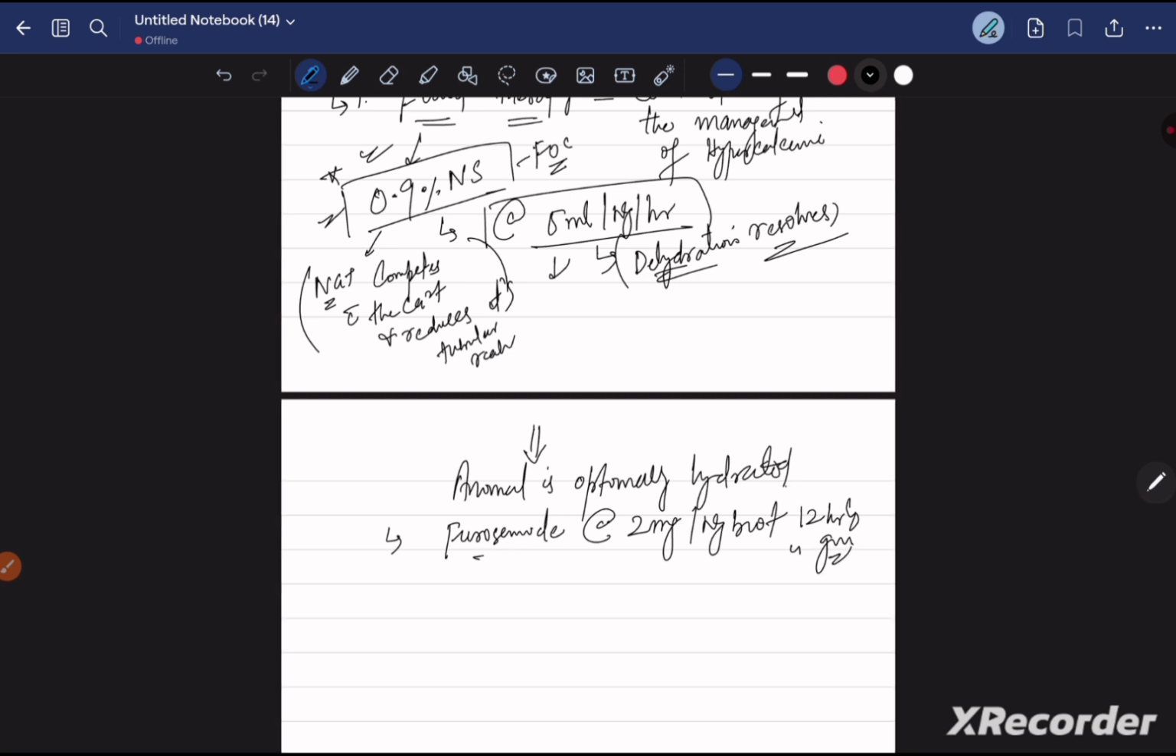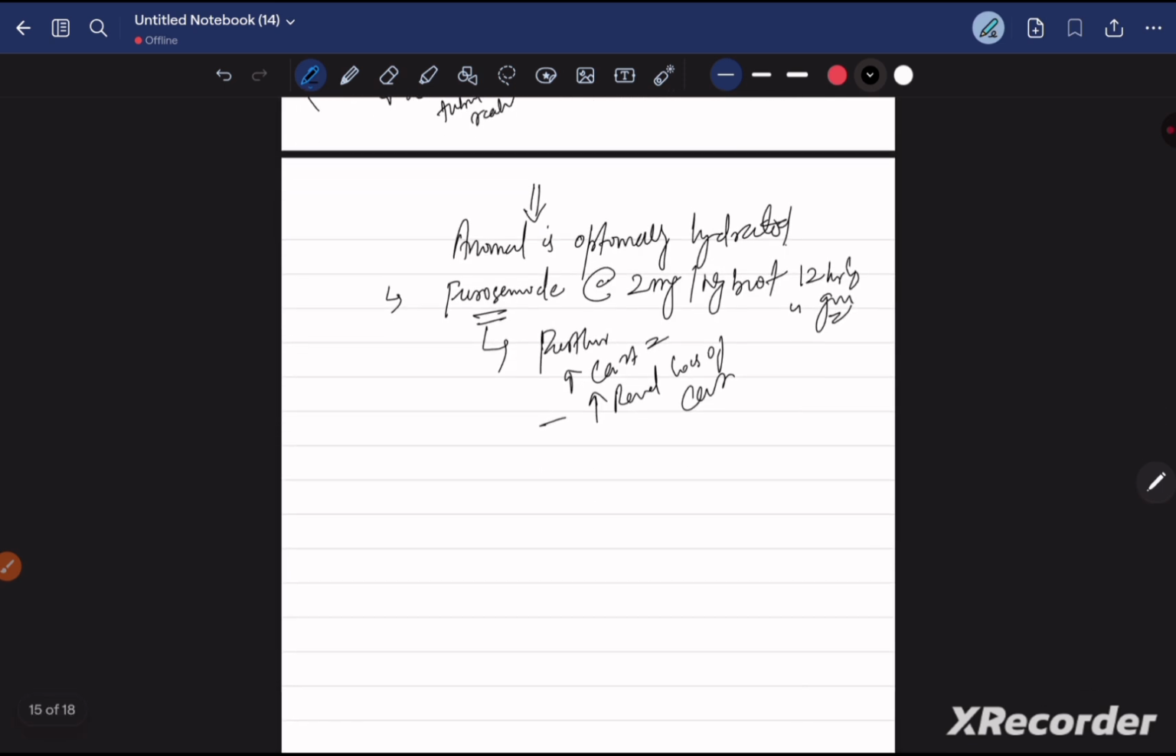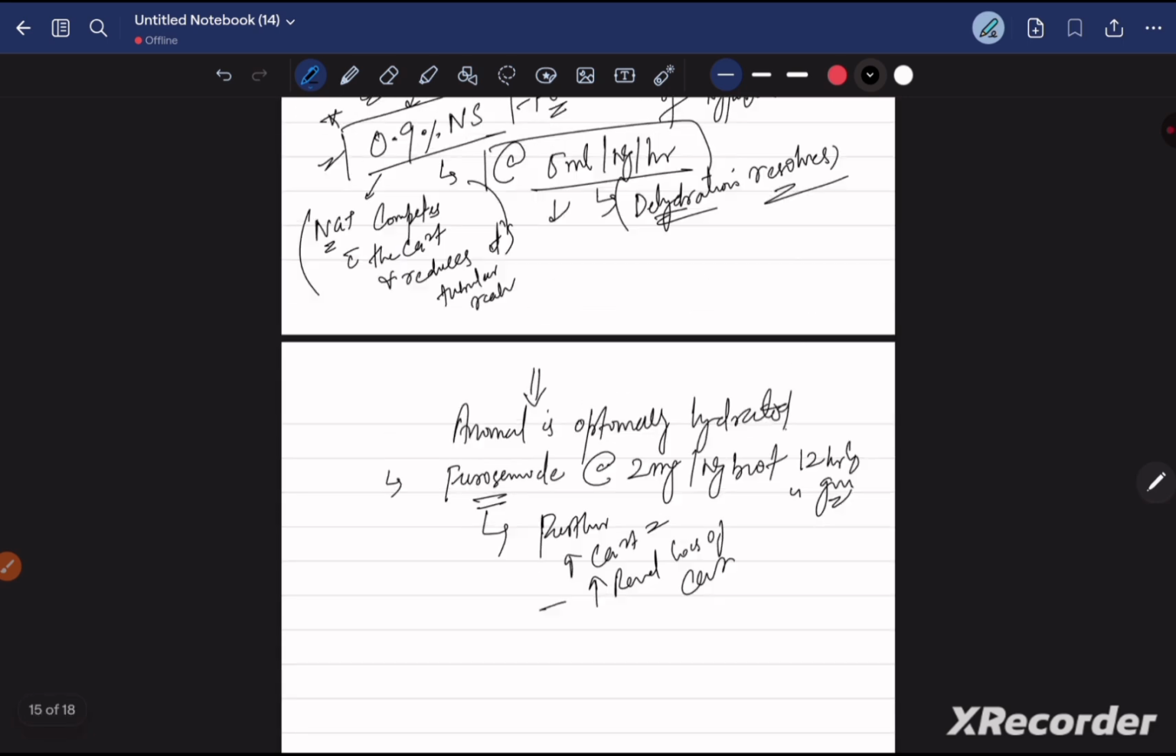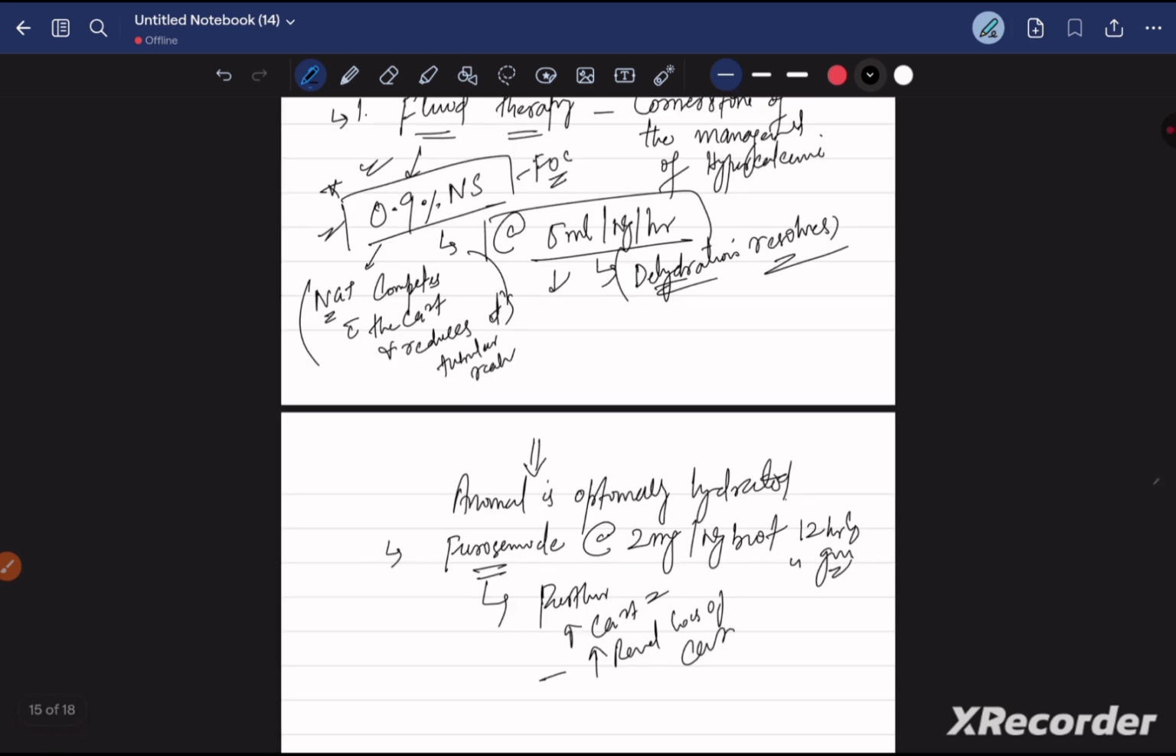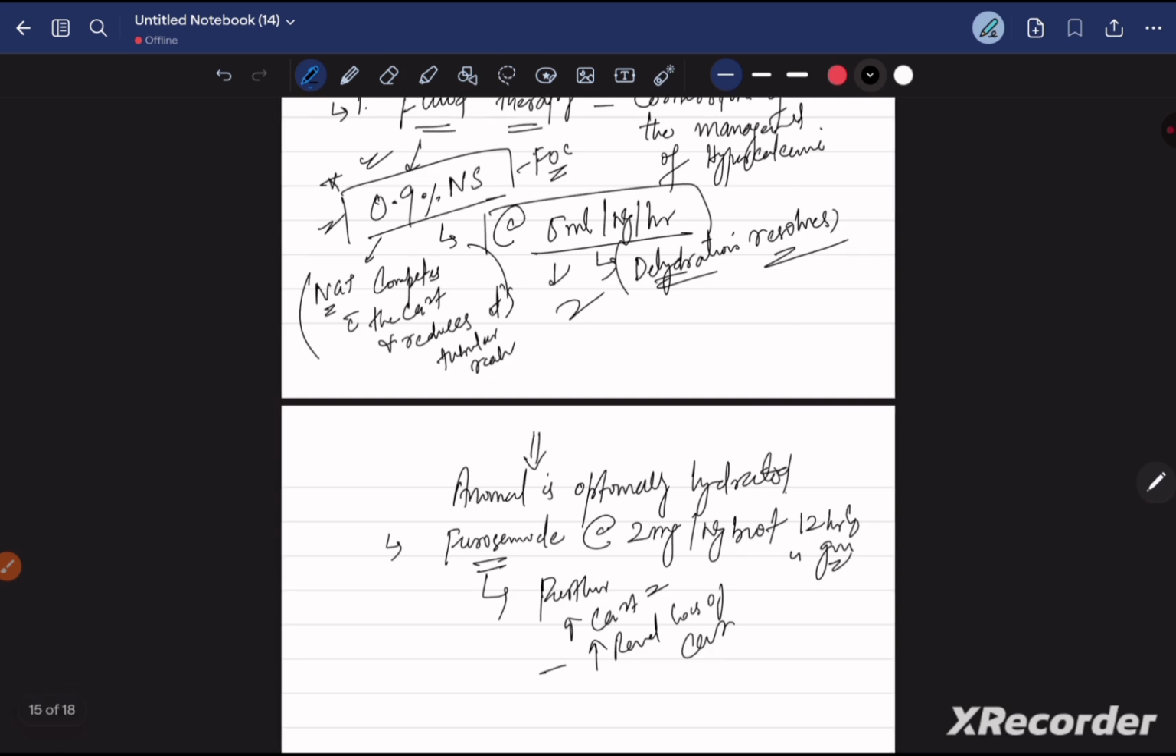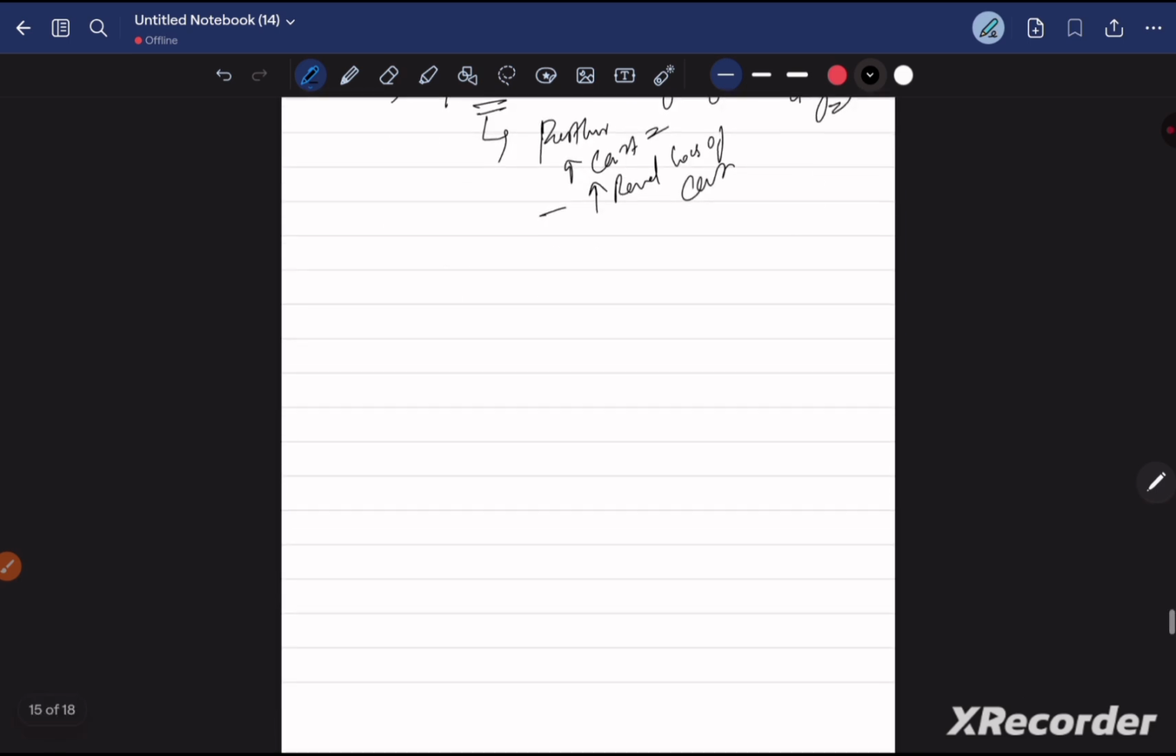Furosemide will lead to diuresis and will further decrease the calcium, or in other words, it increases the renal loss of calcium. So it will decrease the calcium level in the blood. So this is the second step. First you have to go for the fluid therapy, 0.9% normal saline at the rate of 5 ml per kg per hour, as I told you thoroughly, and then you have to use the furosemide.